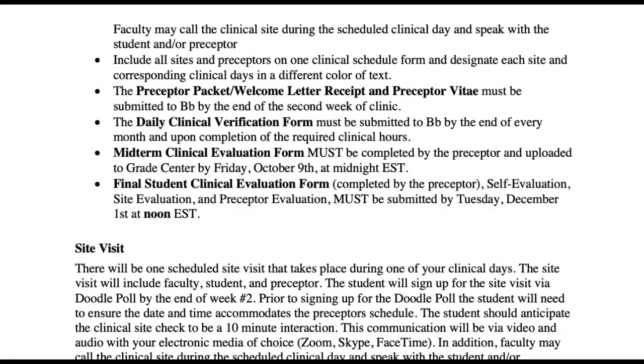So I understand that the times may not be exactly right. If you tend to run over, that would not need any corrections, but the days need to be correct. Midterm clinical evaluation form is due Friday by midnight at the end of week 8, which is October the 9th. Final student clinical evaluation forms are all due the Tuesday of the last week of the course, and that's on December the 1st, and that's due by noon to allow facilitators time to check forms.